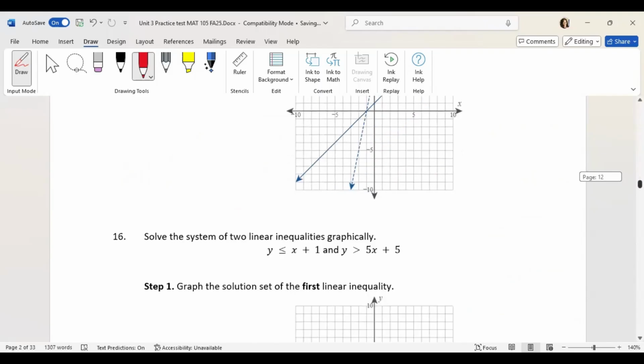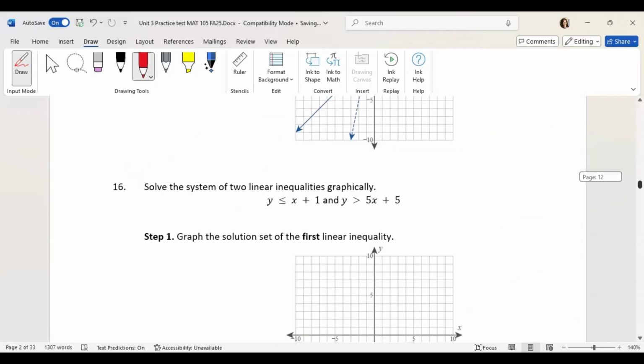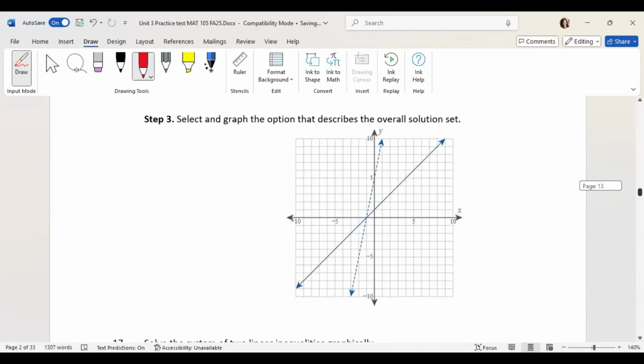Let's see. Solve the system of two linear inequalities. This one looks like the one we just talked about. Number 16, we have already talked about that. Remember that if these two lines intersect each other, they have one point of intersection. Note that this one has a dotted line, so the points on the line are not included. And this line is a solid line, so all the points are included.